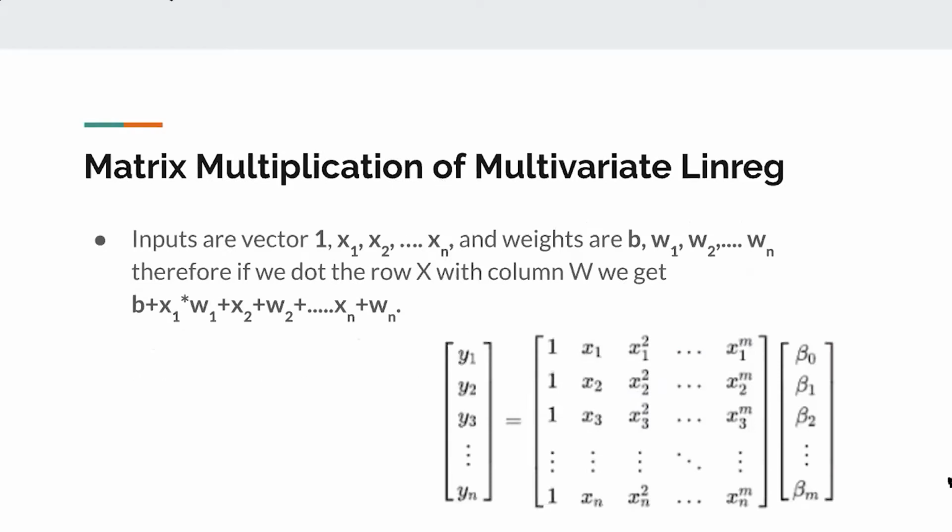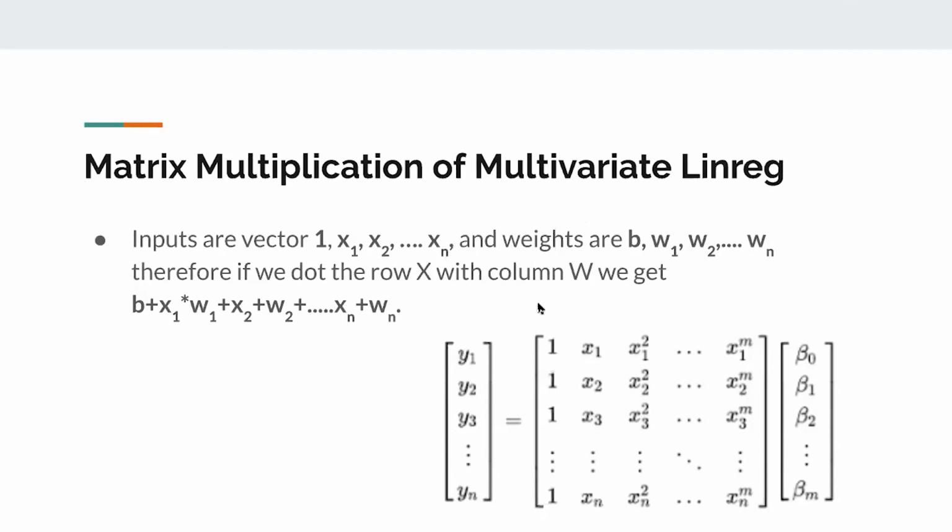So the input is a vector starting with 1, then x1, x2, all the way up to xn, or however many input variables you have. The weights are B, the bias, and then W1, W2, however many you have until Wn. The way that you build this model is you dot the row X with the column W, and you get B plus X1 times W1 plus X2 times W2, plus Xn times Wn. Sorry, I screwed up in the presentation.